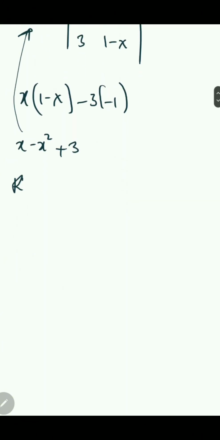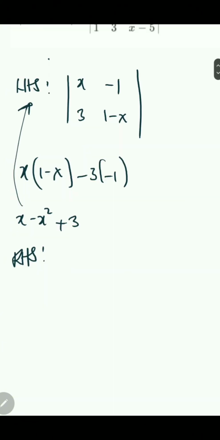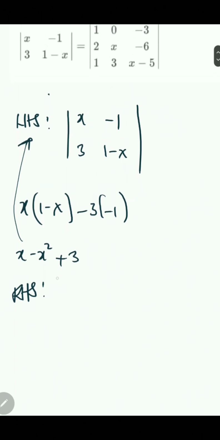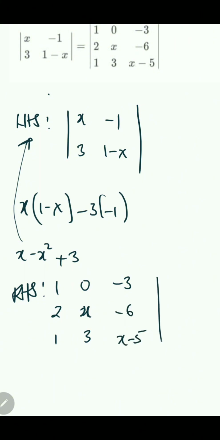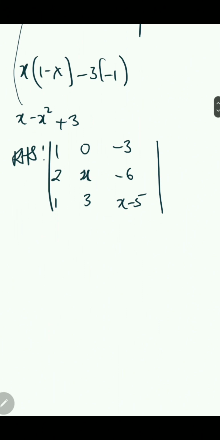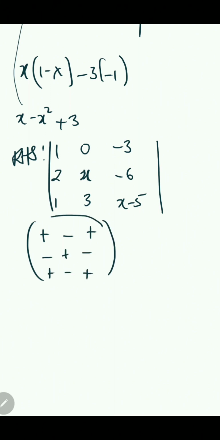The right hand side gives us the determinant of a 3 by 3 matrix, so we have to solve this determinant of the same order. To do this we're simply going to be guided by a matrix of signs. The first row is positive, negative, positive, the second row is negative, positive, negative, and the third is positive, negative, positive.